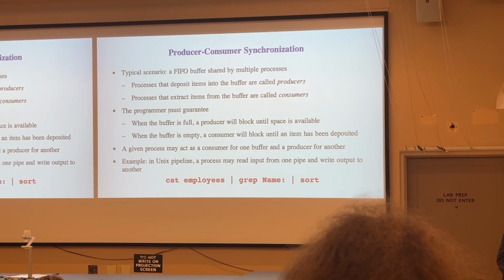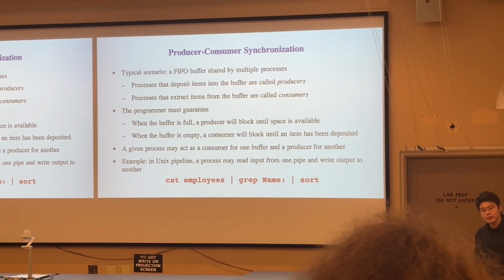The programmer must guarantee that when the buffer is full, a producer will block until space is available. The producer cannot keep feeding items into the buffer. And when the buffer is empty, a consumer will block until an item becomes available, deposited into the buffer. A given process may act as a consumer for one buffer and a producer for another. So in a Unix pipeline, a process may read input from one pipe and write output to another.